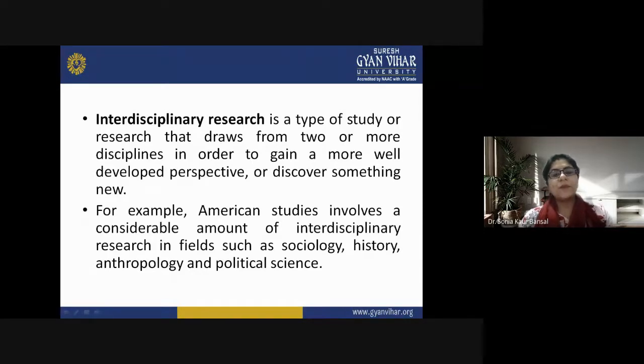For example, American studies involves a considerable amount of interdisciplinary research in fields such as sociology, history, anthropology, and political science. These are branches of subjects that you cannot separate entirely. You will involve them when you are doing your research. You cannot separate educational psychology if you are doing your research in the education field, or maybe educational administration, leadership, technology. You cannot just separate that.